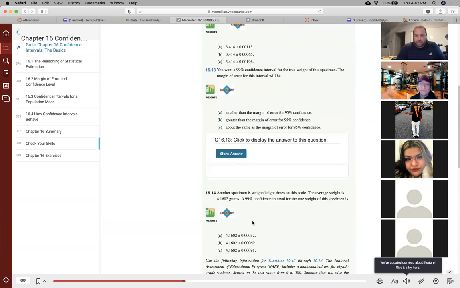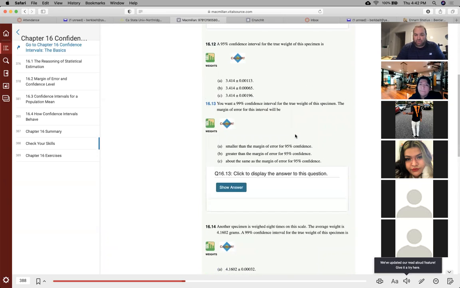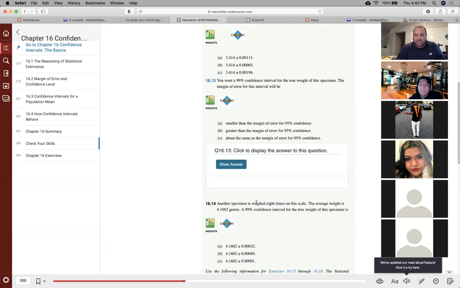And here's another sample, weighed 8 times on this scale. The average weight is 4.1602 grams. And now we have a 99% confidence interval for the true weight of this specimen. So we're still using the same data that we did before up here, but now it's a new sample, weighed 8 times with an average weight of 4.1602. So take a couple minutes, please, and see if you can get that one. I'll give you a couple minutes to try it.